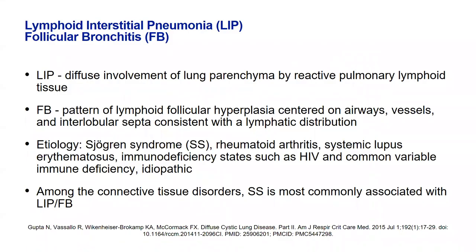So we'll talk about LIP and FB, follicular bronchitis. They exist on a spectrum, or rather a continuum, of lymphocytic infiltration from hyperplasia of your bronchus-associated lymphoid tissue, which is more your FB, to cellular expansion of your interstitium with fibrosis, which is more your LIP. In terms of the etiology, you're going to do a very extensive workup because you want to figure out what the underlying cause is, as that's really your primary treatment. So you're going to consider Sjogren's, RA, SLE, any other immunodeficiency states, particularly HIV or CVID. And among the connective tissue disorders, Sjogren's is most commonly associated with LIP and FB.